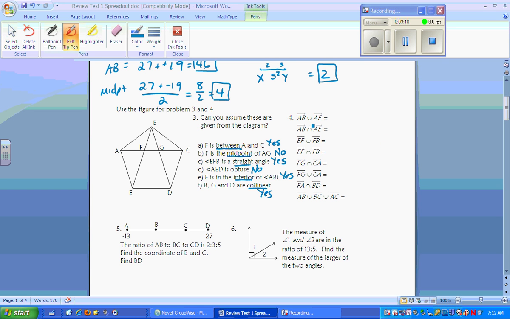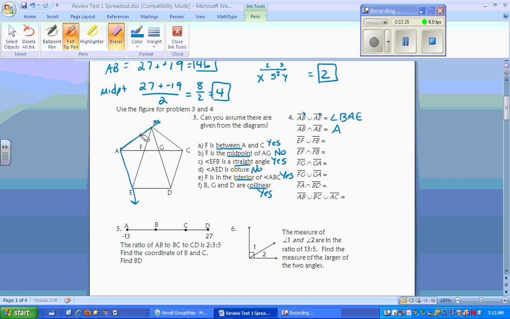Using this picture, following this. These are rays. So we have ray AB and ray AE. They are union, so it's everything together. We get angle BAE, and we're done. No line over it. It's an angle in front of it. Second one, we got ray AB intersecting ray AE. Well, that's at point A.